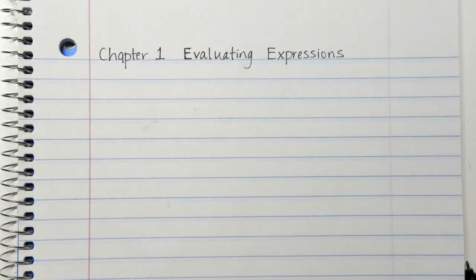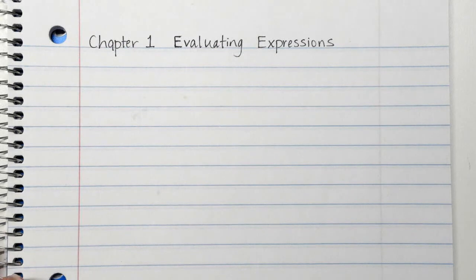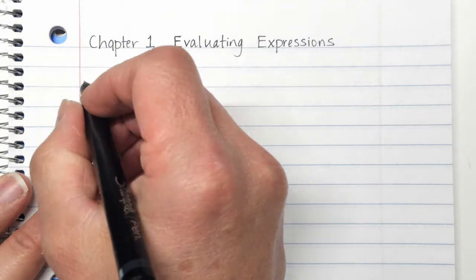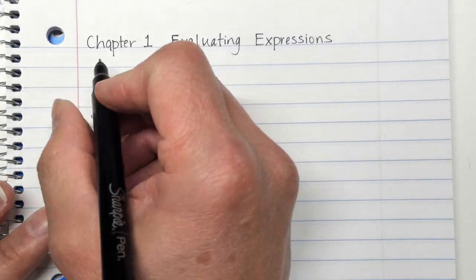Alright, there were two main skills from chapter 1, evaluating expressions, and then the other one was simplifying expressions. This video will be about evaluating expressions. So, again, you write what I write.